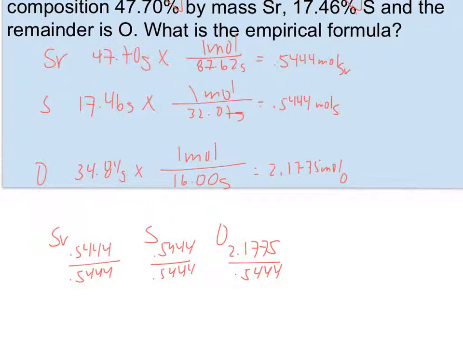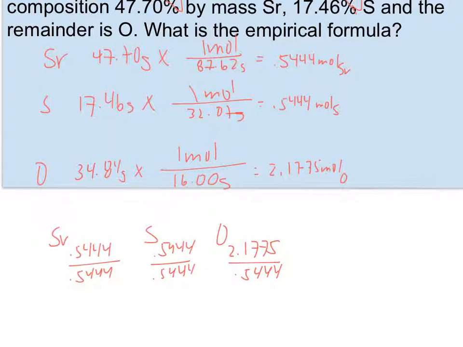Sulfur also works out to be 0.5444 moles. Oxygen, I come up with 2.1775. Now, just a thing about sig figs, if you can keep these numbers in your calculator and not have to round to your final answer, that's really the best, because the more you round, the more error you introduce. And eventually, we'll talk about how scientists have to propagate or carry this error forward and state it with their final answer. So you want to minimize the error by not rounding till the very end if you can.